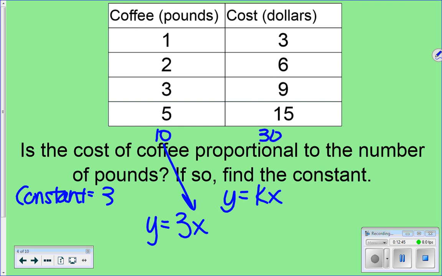Remember when you have tables like this, this side is x and this side is y? Okay. So I just wrote an equation for this table. You guys pretty much did it for me already, but I just put it on paper. Okay. So now let's say I wanted to find what 100 pounds of coffee was, where would I put that in my equation? My x. So 3 times 100 is, good job. You just did it. Nice work.